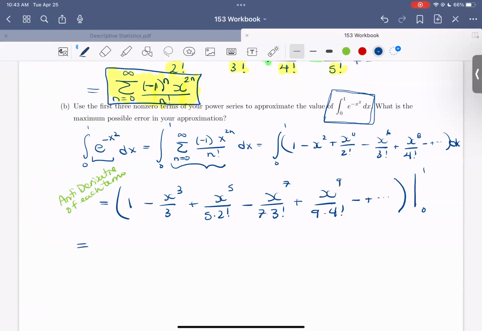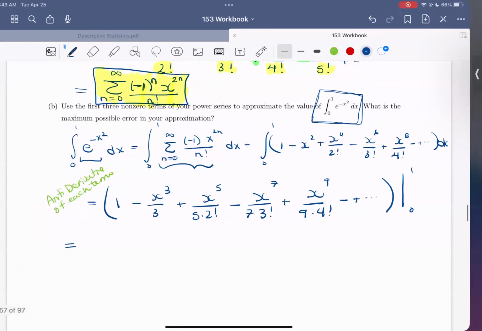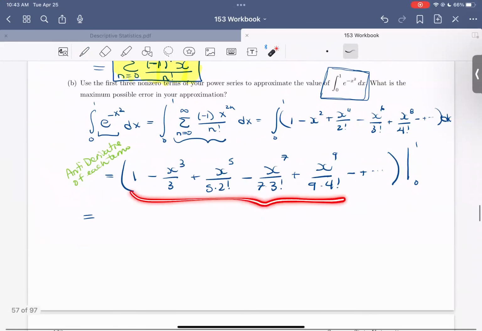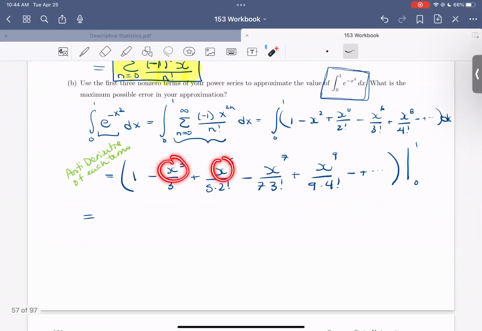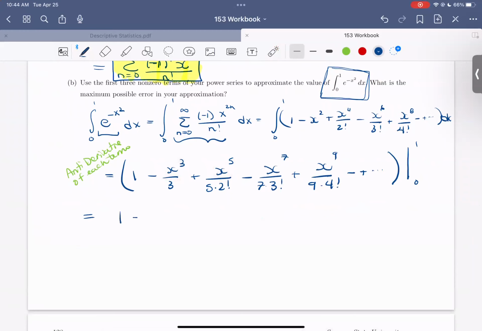So notice when I evaluate at 1, I'm just going to get 1s in all of the exponents, or all of the numerators here, because all of these numerators are 1 to a power. 1 to any power is always 1. So I'm going to get 1 minus 1 cubed over 3, and I don't even need that cube, as I just said. We just get 1. So plus 1 over 5 times 2 factorial, minus 1 over 7 times 3 factorial, plus 1 over 9 times 4 factorial, etc. Minus, plus, minus, plus.